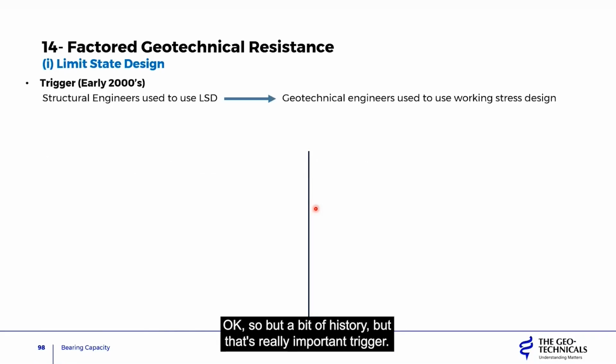Okay, so a bit of history, but that's very important. It triggers why geotechnical engineers should now adopt limit state design. In the early 2000s, structural engineers used limit state design, which they are still using. But we, as geotechnical engineers, did not use limit state design; we used working stress design, which means we don't speak the same language. And both geotechnical and structural engineers must speak the same language.